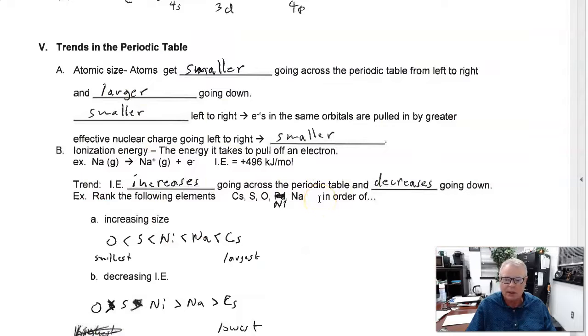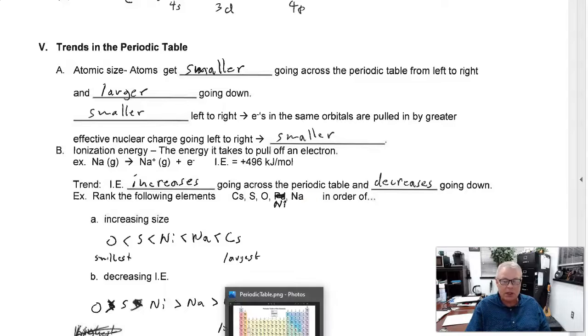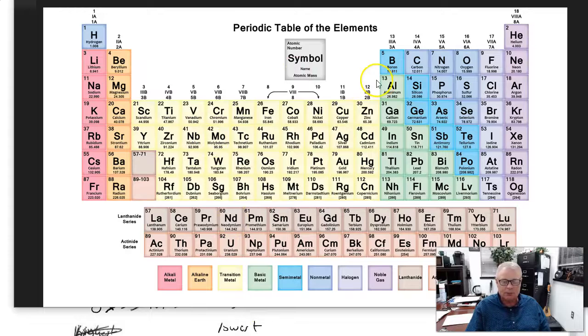How about that? So let's look at atomic size, first of all. How big is an atom? Okay. Well, here's the trend. Atoms get smaller going across the periodic table from left to right, and larger going down. All right. So if you look at a periodic table, atoms actually get smaller going across, larger going down.